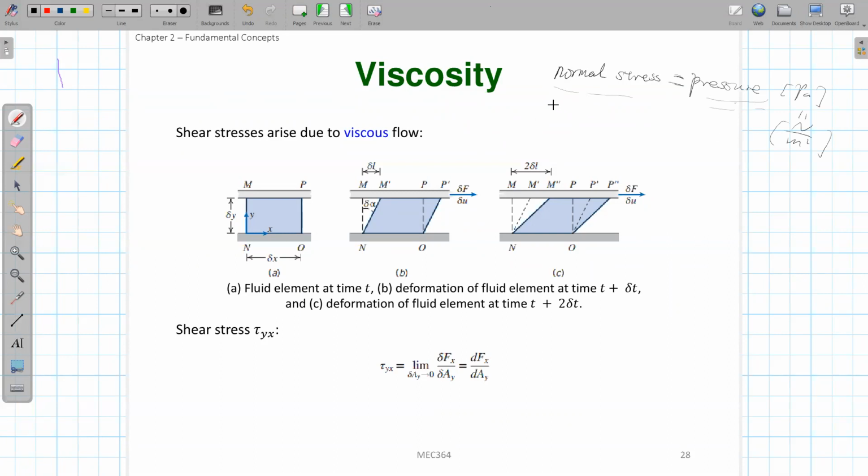And the second one is shear stress. And what is shear stress? Shear stress is just a viscous force divided by area. You should be familiar with this picture. We showed it in our first lecture, and we used it to define how to define the liquid.